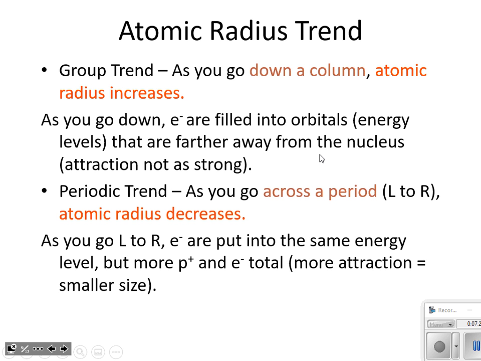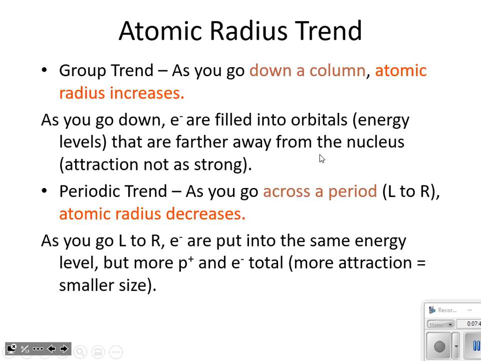Because the atomic radii increases going down a group, and you should have an arrow going from right to left, I believe. Is that how we did it? Because it is getting bigger. It is getting bigger as we go from right to left.